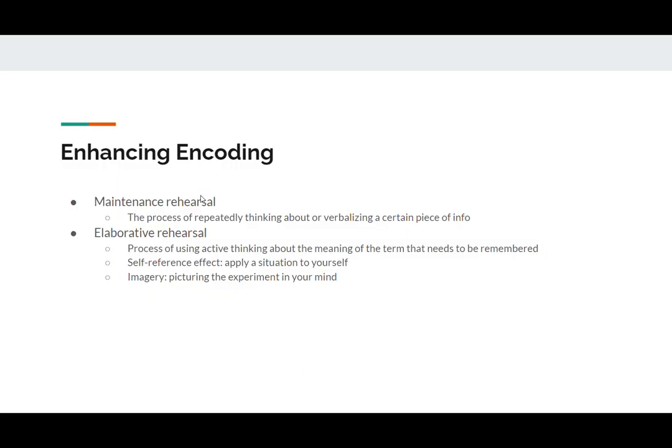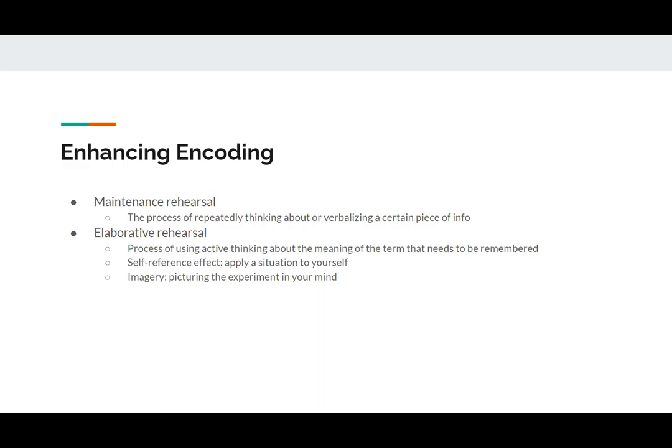We can enhance how well we remember something by rehearsing the information. The first type is maintenance rehearsal, which is a process of repeatedly thinking about or verbalizing a certain piece of information. For example, you may not remember the phone number of your favorite takeout restaurant, so you ask your friend near you for the number, they have it memorized, then you keep repeating it to yourself until you are able to reach the phone and dial the number. So this is a method that we always use when we are trying to memorize a phone number.